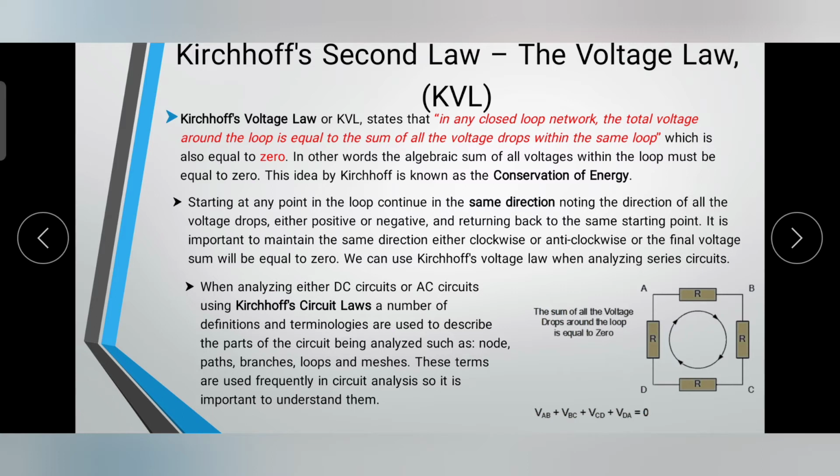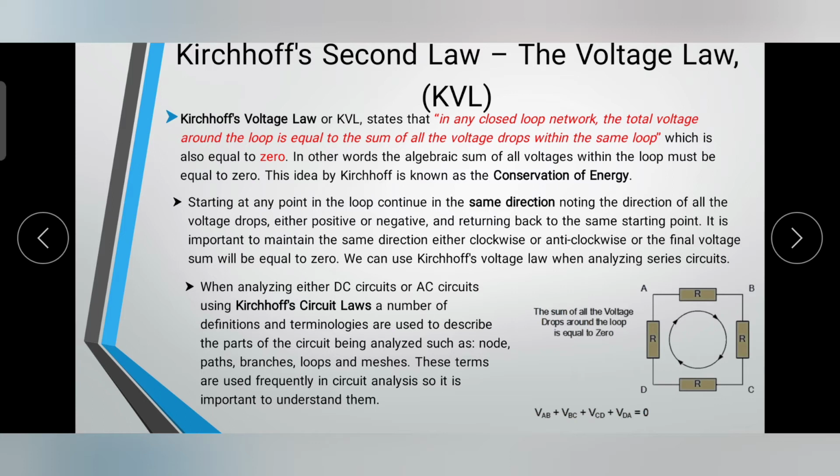Next one, Kirchhoff's second law, the voltage law, also known as KVL, states that in any closed loop network, the total voltage around the loop is equal to the sum of all the voltage drops within the same loop, which is also equal to 0. In other words, the algebraic sum of all voltages within the loop must be equal to 0. This is known as conservation of energy. Kirchhoff's voltage law is known as conservation of energy, and Kirchhoff's current law is known as conservation of charge.